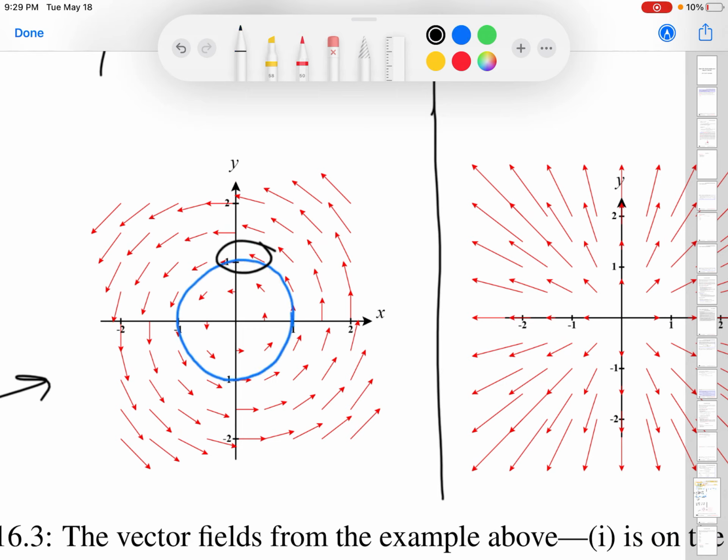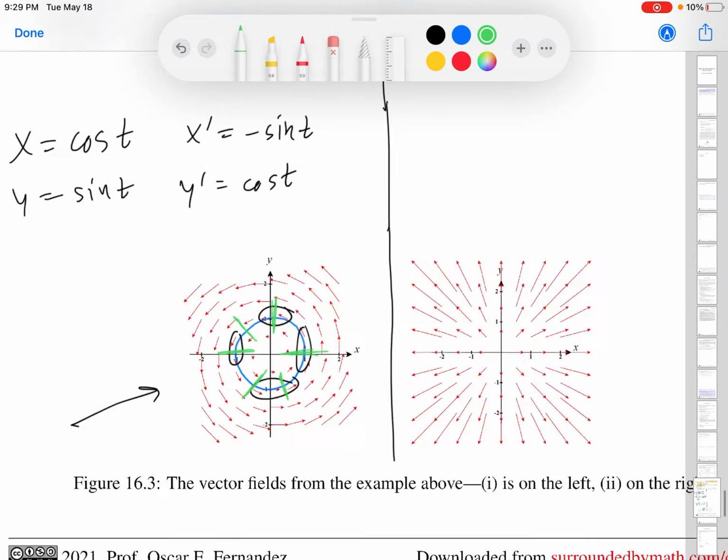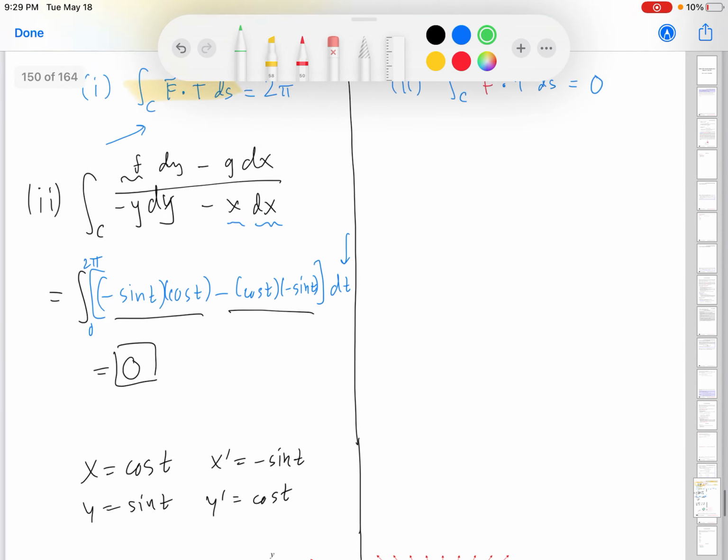And again, this makes sense because the vector field vectors are tangent to the curve C. So there's no movement orthogonal to the curve at any point generated by this vector field. Okay, so we have a 0 flux there.